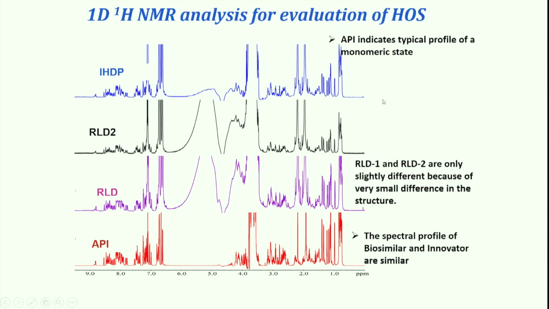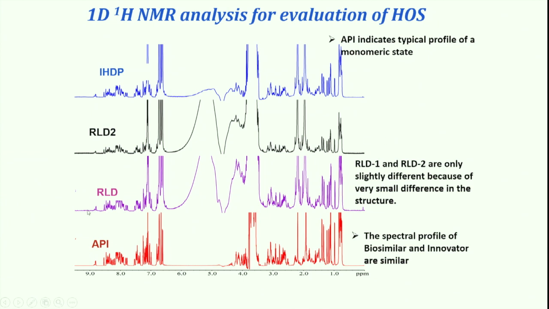One can do the 1D NMR, just proton-based NMR. You record your IHDP, in-house drug product, with RLD1, RLD2 and API, and compare resonance by resonance. If you compare resonance by resonance here, one thing you can see is that the peptide structure in the formulated state is the same. Lines are generally sharp here, so one can see if the peptide is in a monomeric state. So, just by recording a simple 1D spectrum, we are seeing it.